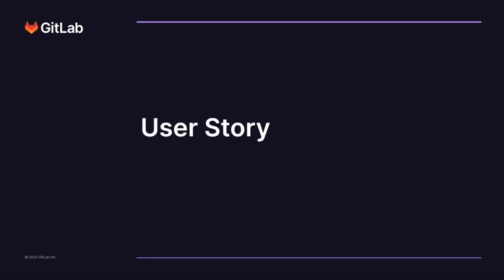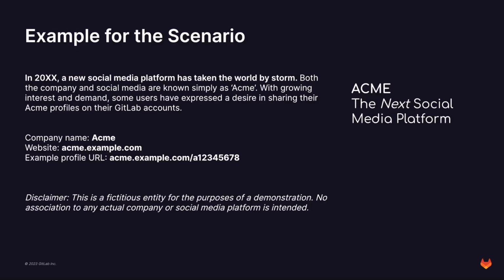In this situation, we're talking about a scenario where in 20XX, a new social media platform has taken the world by storm. Both the company and social media are known primarily as Acme. With growing interest and demand, some users have expressed a desire to share their Acme profiles on their GitLab accounts. If you have your own GitLab account, you may have seen that you do have some social links that you can add, very common things like Skype, Discord, Mastodon, stuff like that. You can provide a link that links back to your profile.